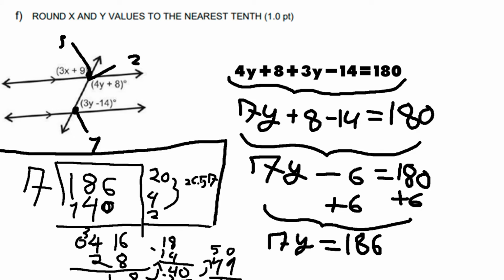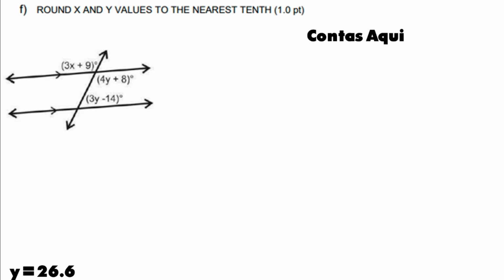After doing the calculations, we discovered that y is equal to 26.67, and since we need to round to the nearest tenth, we will round it to 26.6, because 7 is bigger than 5, so it rounds to the other house right here. So we already know that y is equal to 26.6, but we still don't know the value of x. So we're going to do that now.